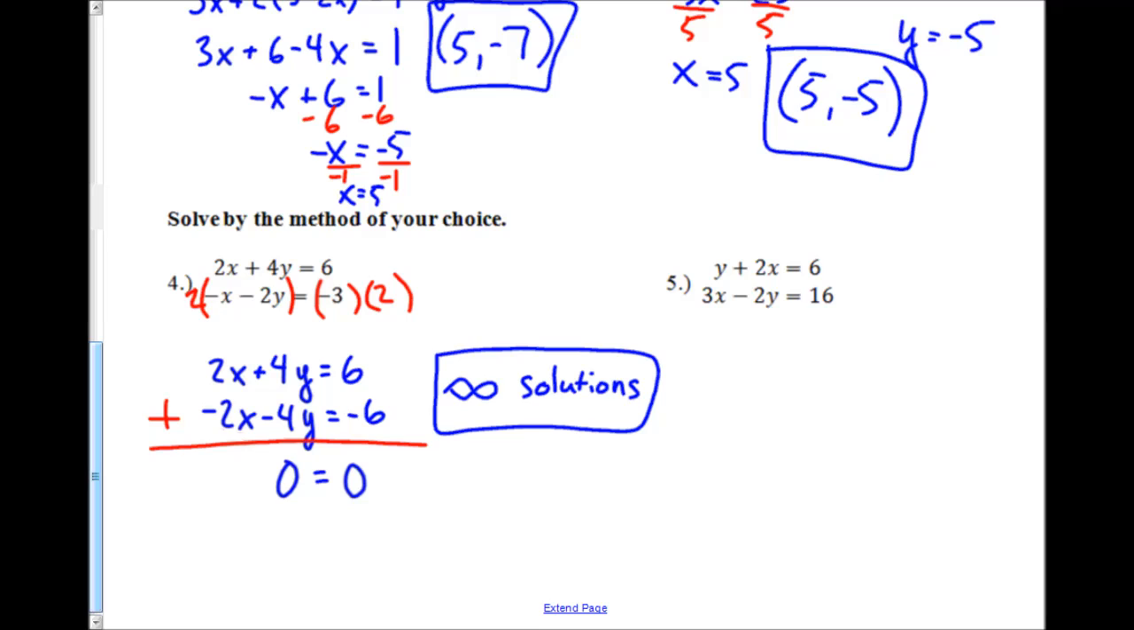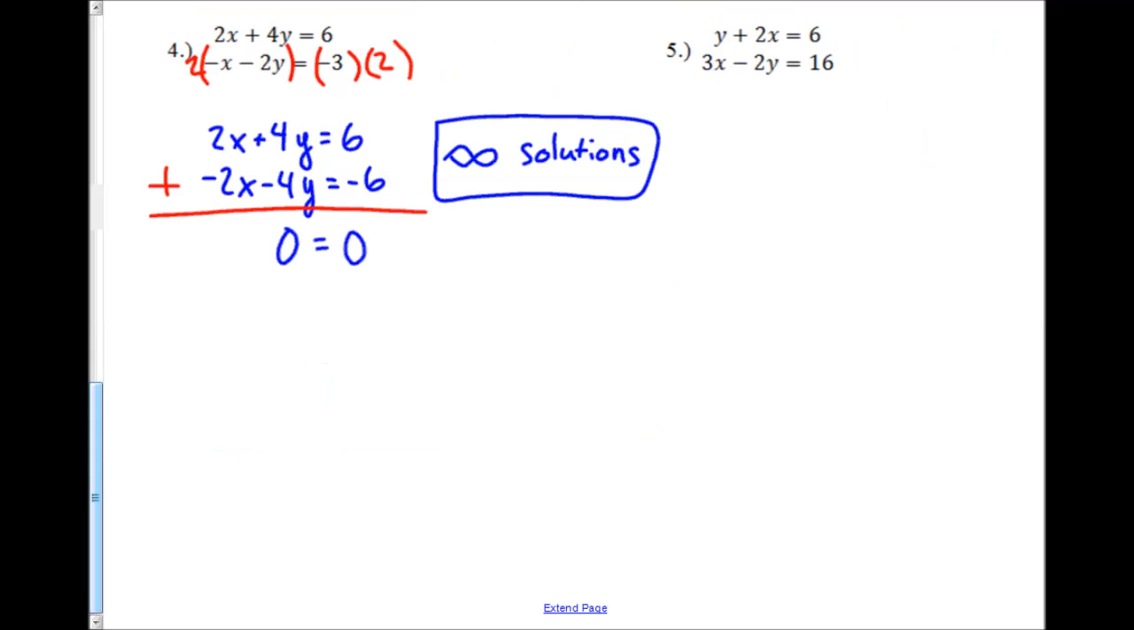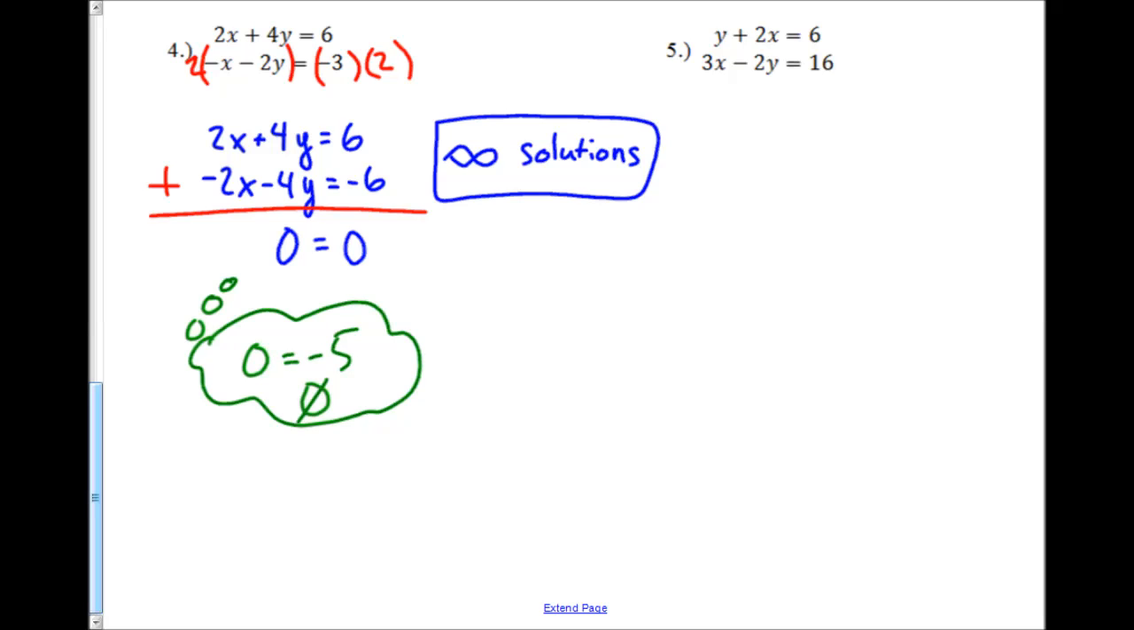Okay? And keep this in the back of your head here: if I end up with a statement that looks more like this, something like 0 = -5, well, that's false, so that one would be no solution.